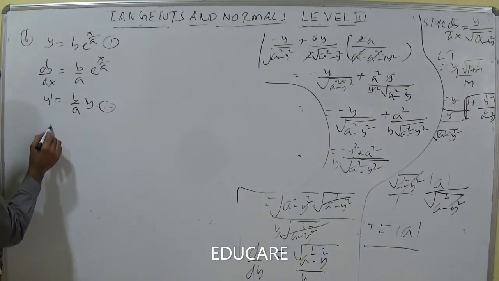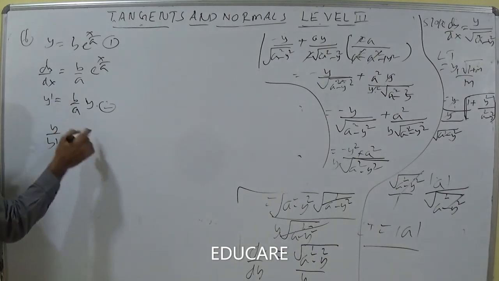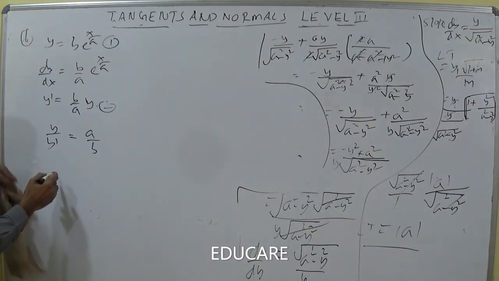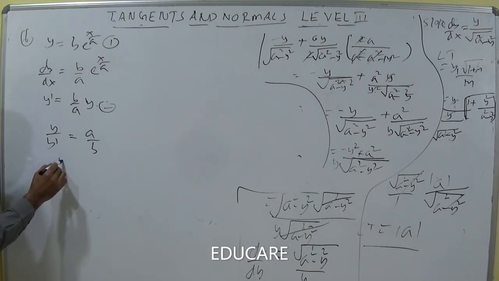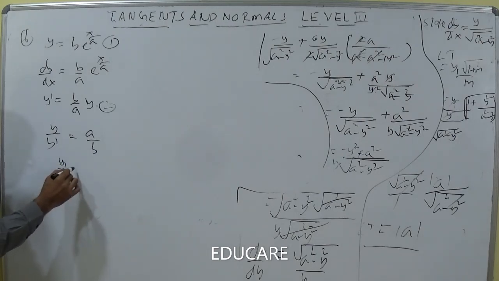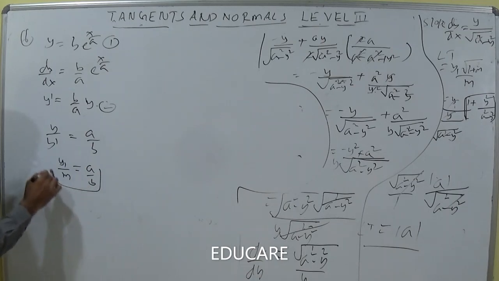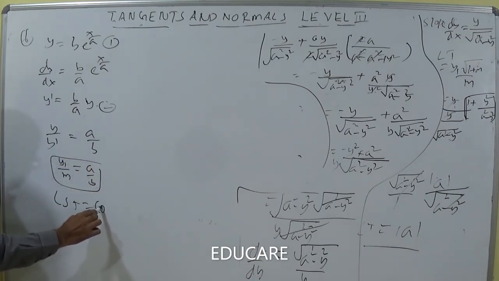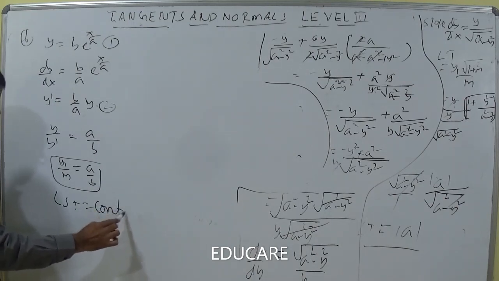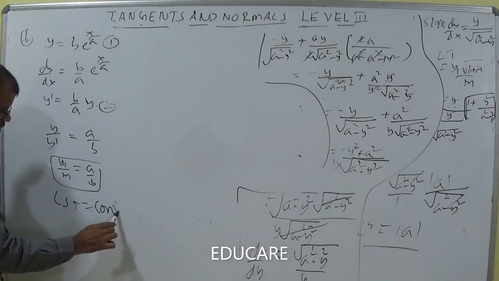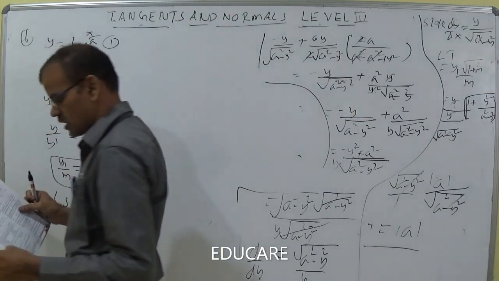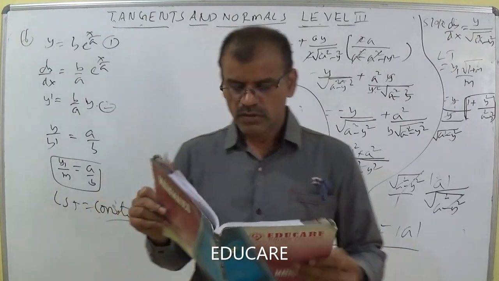Now you write y by y dash. It becomes a by b. Y1 by m is there, this is m. So y1 by m is a by b. What is the value of y1 by m? LST, the length of subtangent, is constant, we got. Length of subtangent is constant according to the options. A is correct.